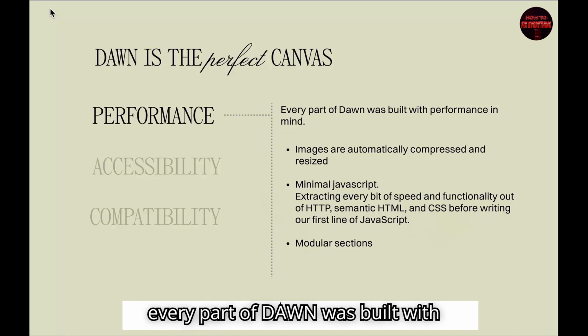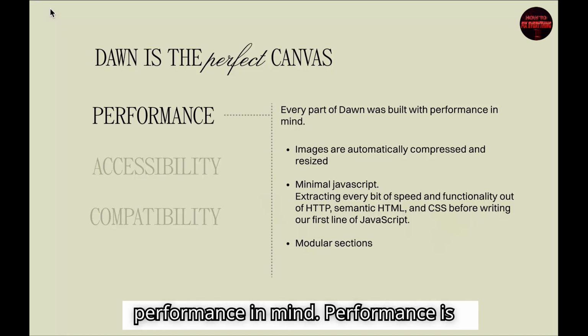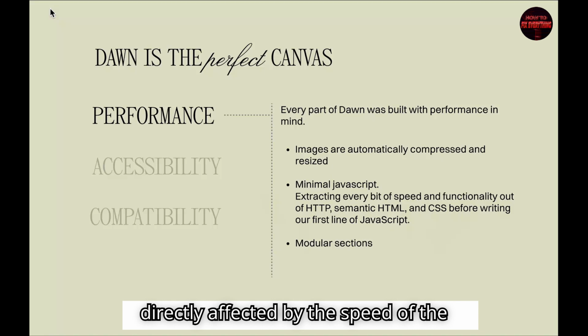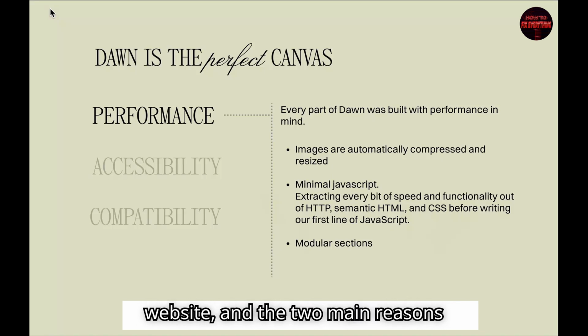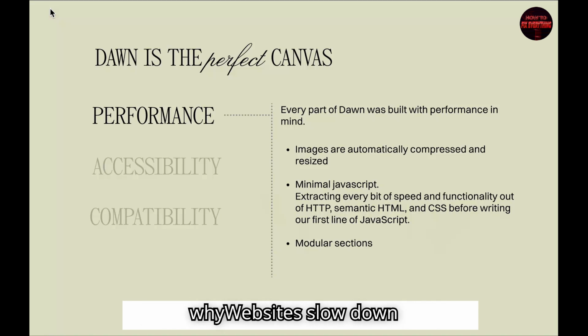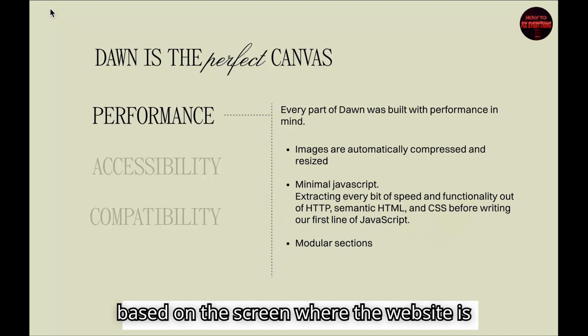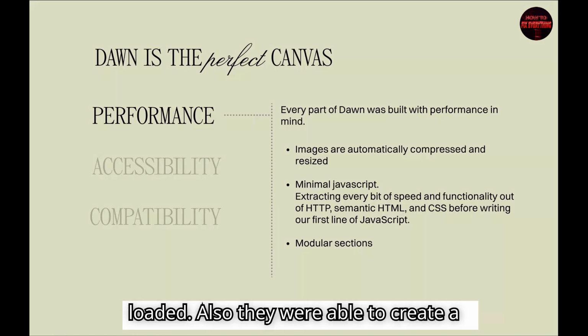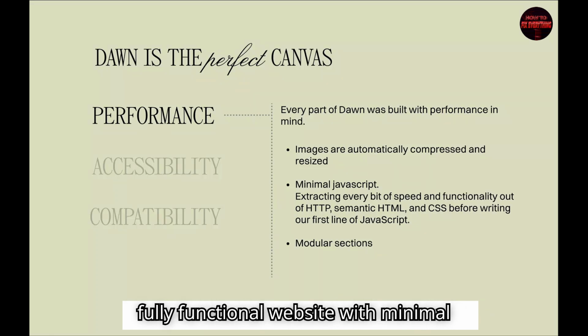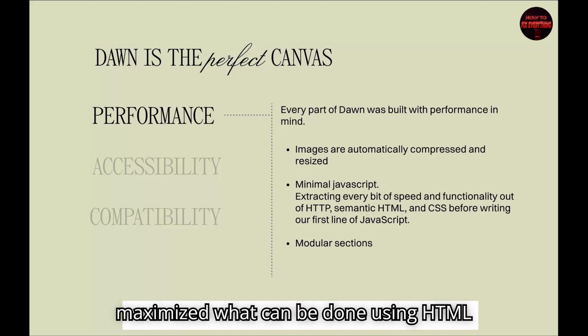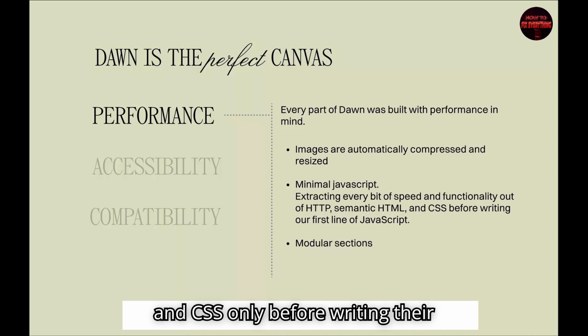First, every part of Dawn was built with performance in mind. Performance is directly affected by the speed of the website. And the two main reasons why websites slow down are images and JavaScript. So in Dawn, they made sure that images are automatically compressed and resized based on the screen where the website is loaded. Also, they were able to create a fully functional website with minimal amounts of JavaScript because they maximized what can be done using HTML and CSS only before writing their first line of JavaScript.